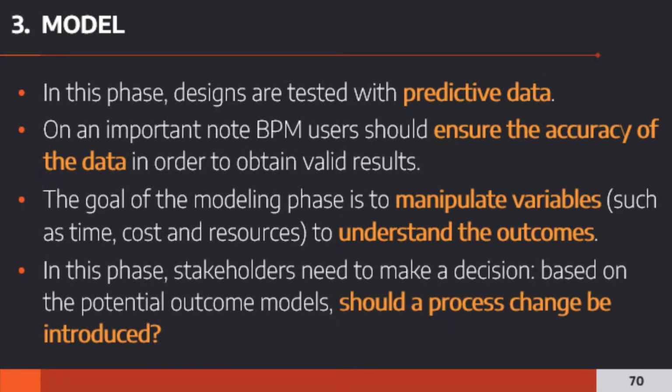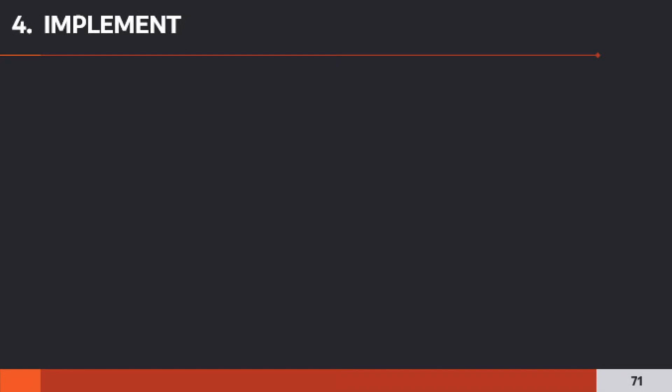In this phase, stakeholders need to make a decision based on the potential outcome models should a process change be introduced. So that's going to be an issue now in the model with so many designs, so much data available at your fingertips. You should now be thinking, wait a minute, do I need to change the process, or should I just skim the process? Okay, so that's modeling. The fourth is implement.